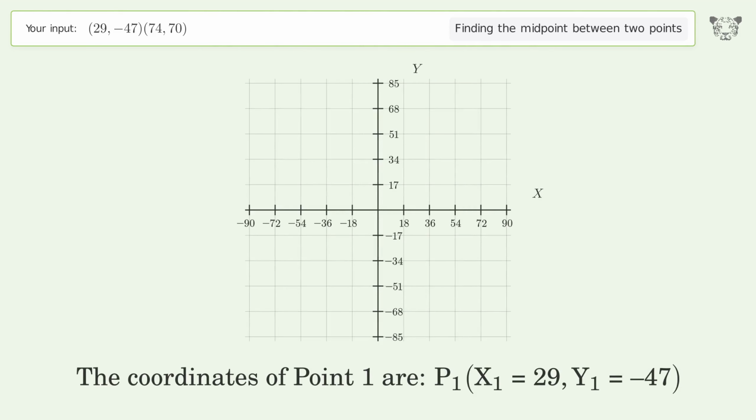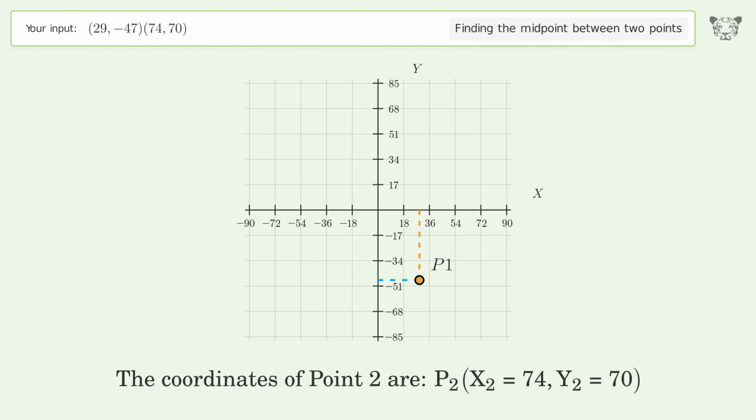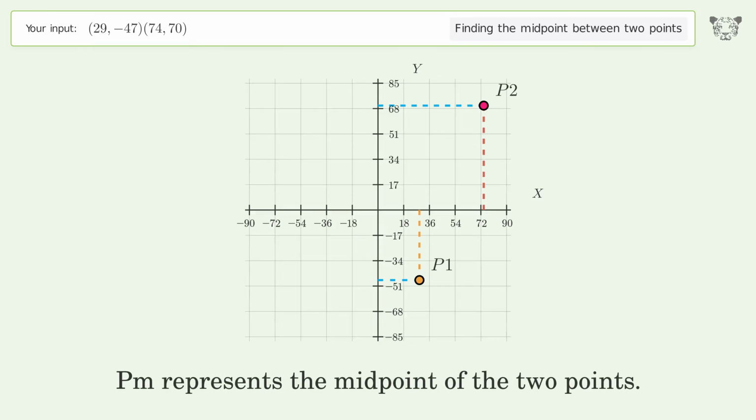The coordinates of point 1 are x1 equals 29, y1 equals -47. The coordinates of point 2 are x2 equals 74, y2 equals 70. PM represents the midpoint of the 2 points.